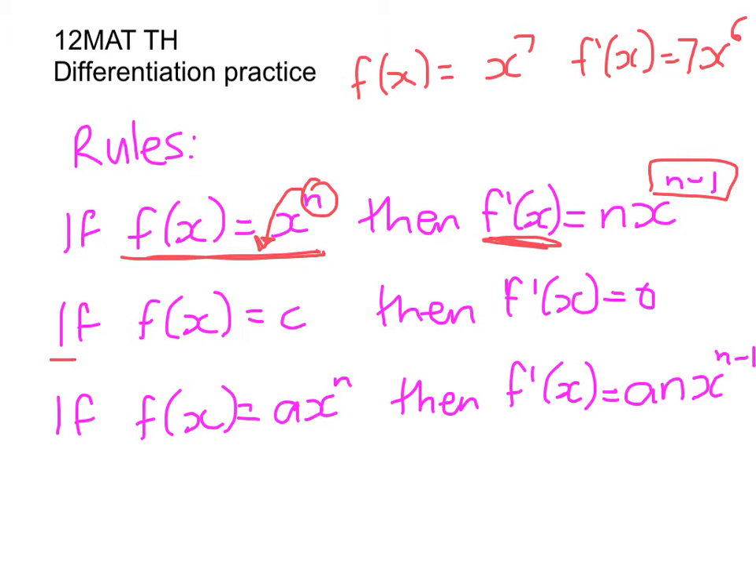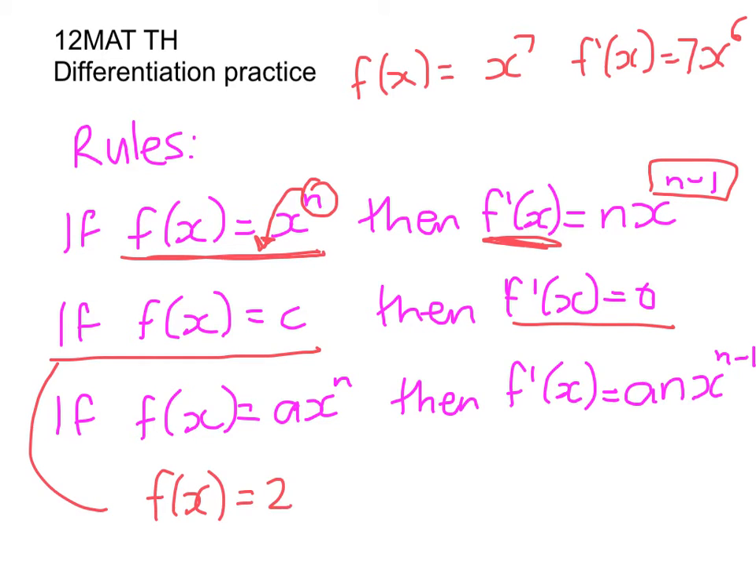The next rule is that if my function is just a constant, then the gradient function is 0. The best way to think about this is by looking at the graph. If I've got f of x equals 2, that is the graph of a horizontal straight line, and its slope is 0 for any x value.